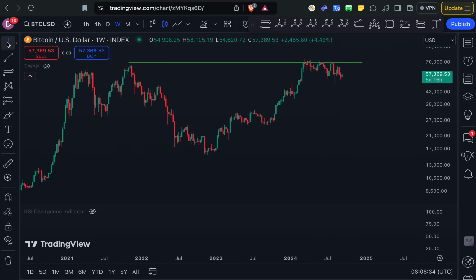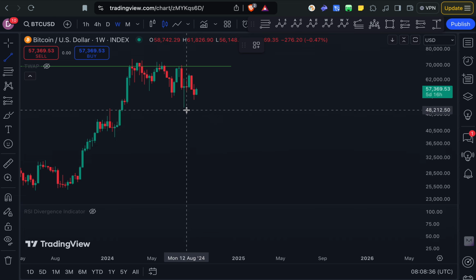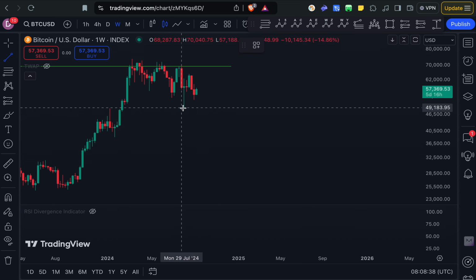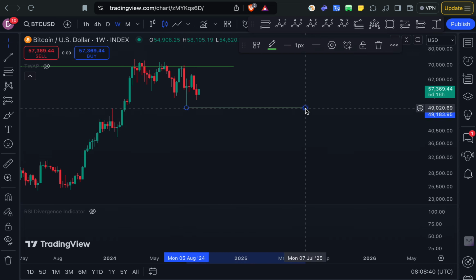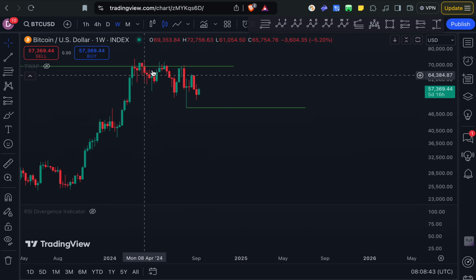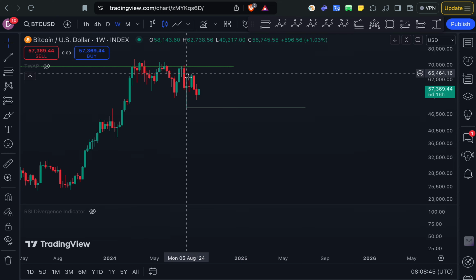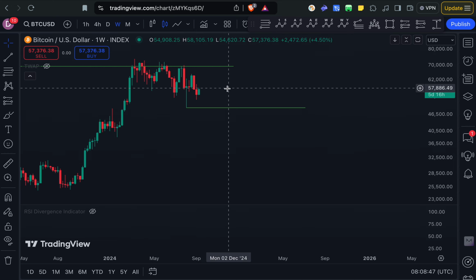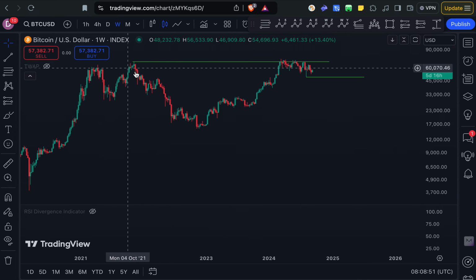The next place where I would put a horizontal line is under this wick here, which is the range low. So basically a range high and a range low is where I would put my horizontal lines. And it is nice if you have some old price data.